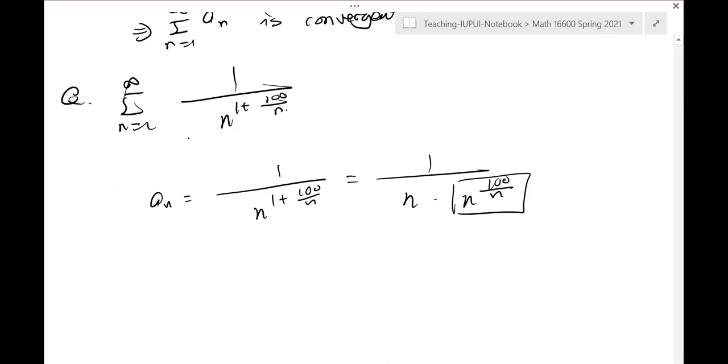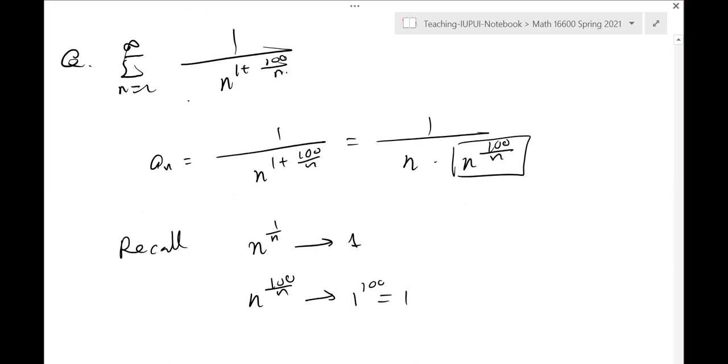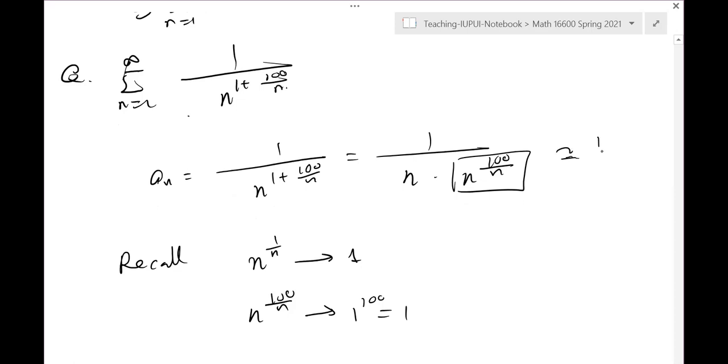I remember n to the 1 over n approaches 1. So if that is true, then n to the 100 over n approaches 1 to the 100, which is also 1, right? So that means that the denominator term does not play an essential role here in the convergence of the series. So now it's clear to me I can use Bn, which is 1 over n.